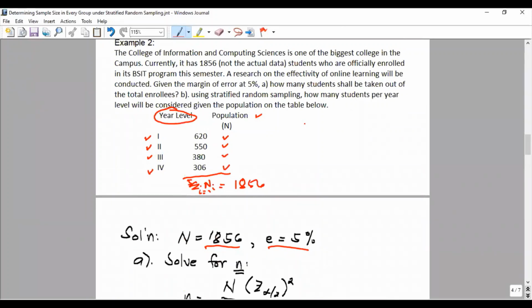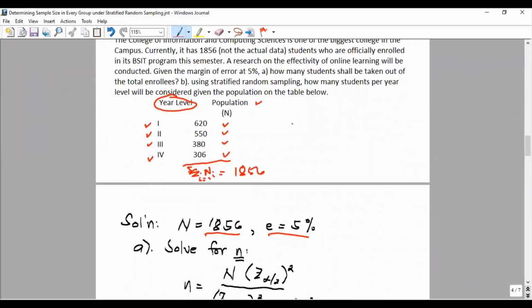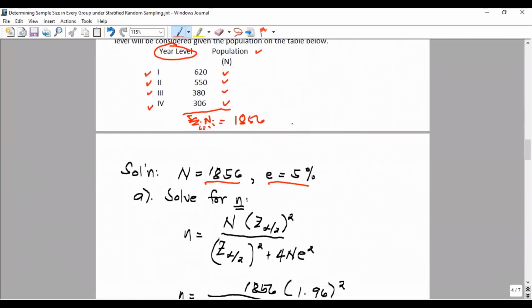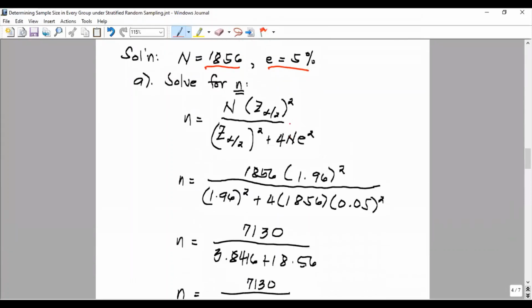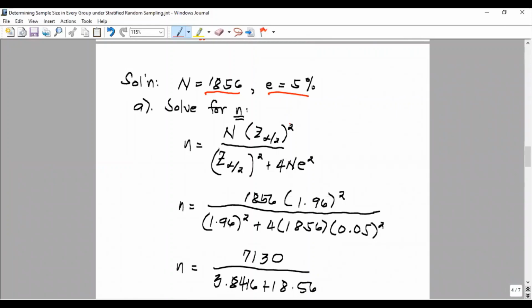So notice that there is no specific sample size provided in the problem. So before we can stratify our sample size to the different groups or categories, we have to determine first our sample size. Given our population size and our margin of error, we must use the formula n is equal to capital N times the square of z sub alpha over 2 divided by the square of z sub alpha over 2 plus 4 times capital N times the square of E. Remember that your z sub alpha over 2 is the z-score when alpha is equal to 5% under the two-tailed test, and that is equivalent to positive negative 1.96.